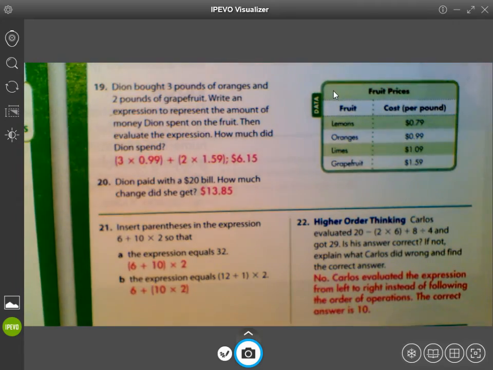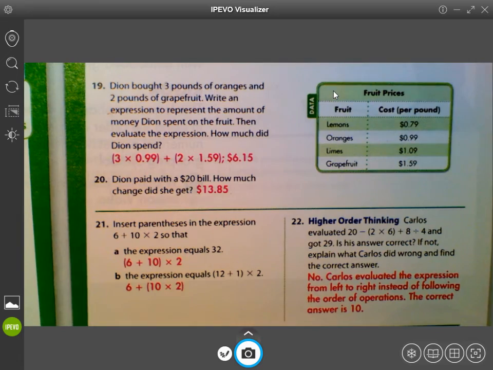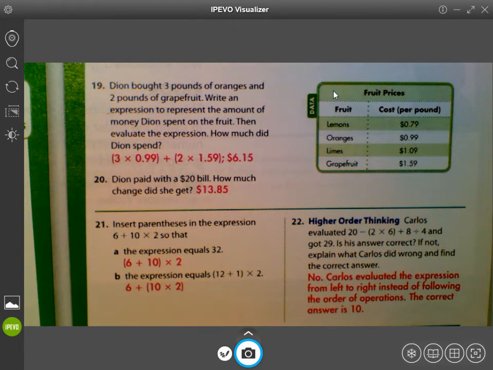So, Dion bought 3 pounds of oranges and 2 pounds of grapefruit. Write an expression, and remember, expression's the same as equation, to represent the amount of money Dion spent on the fruit. Then evaluate, and evaluate also means solve the expression. How much did Dion spend?